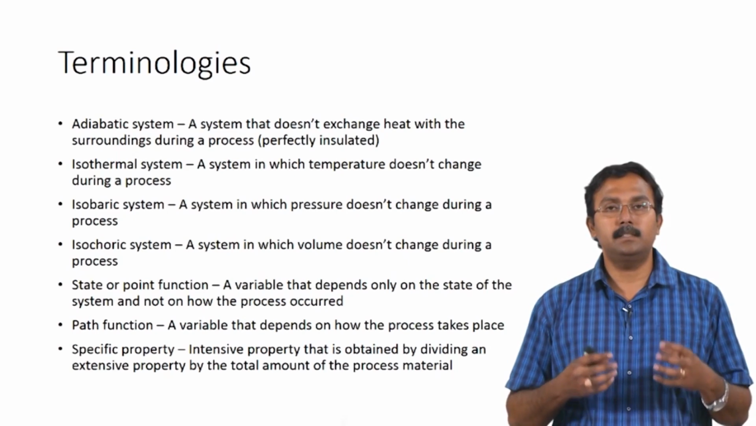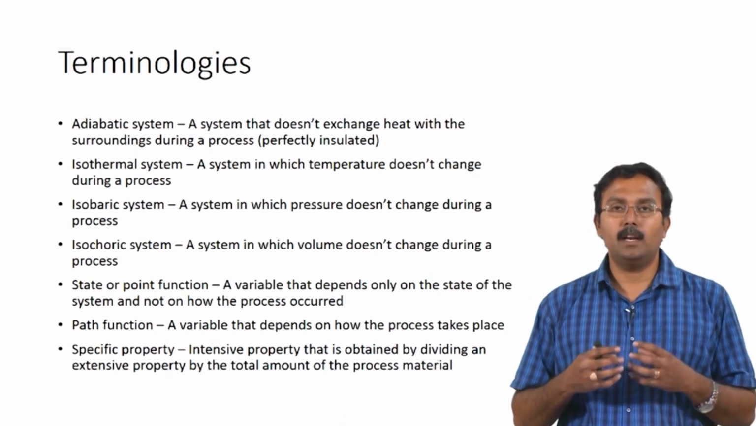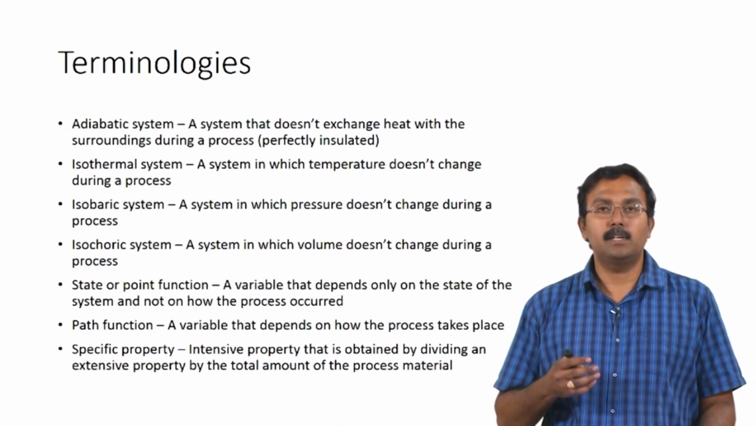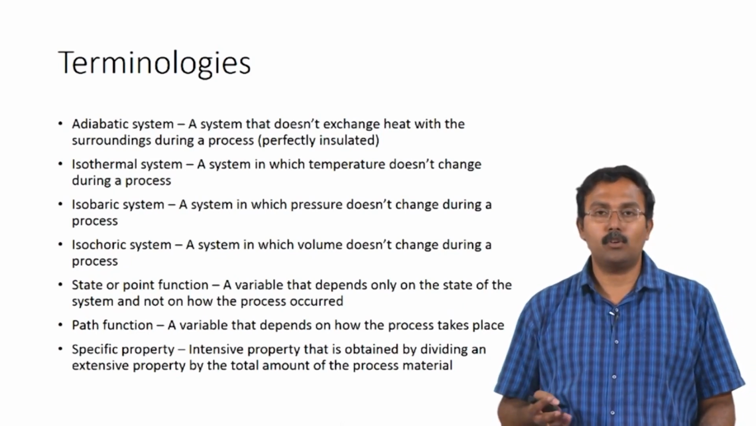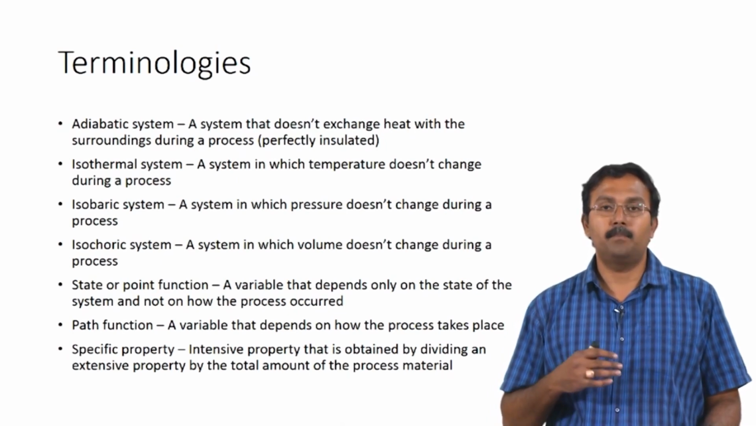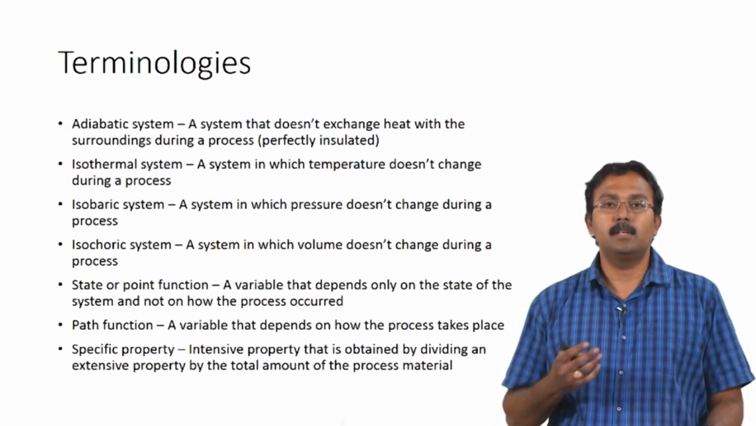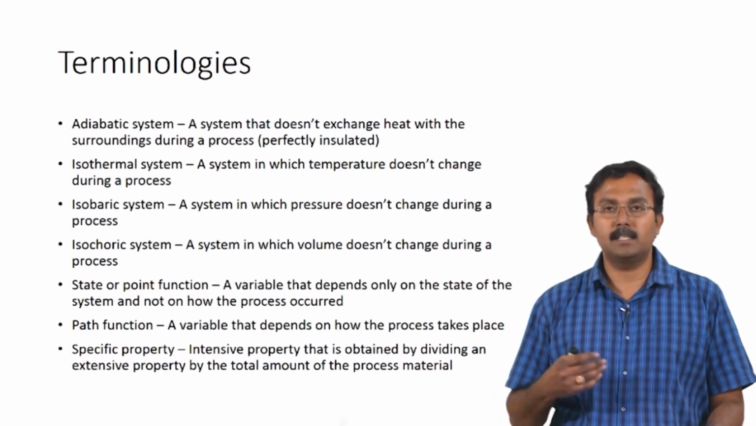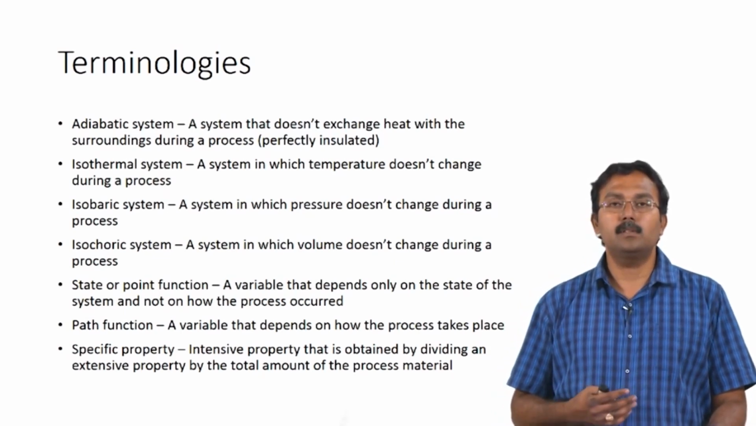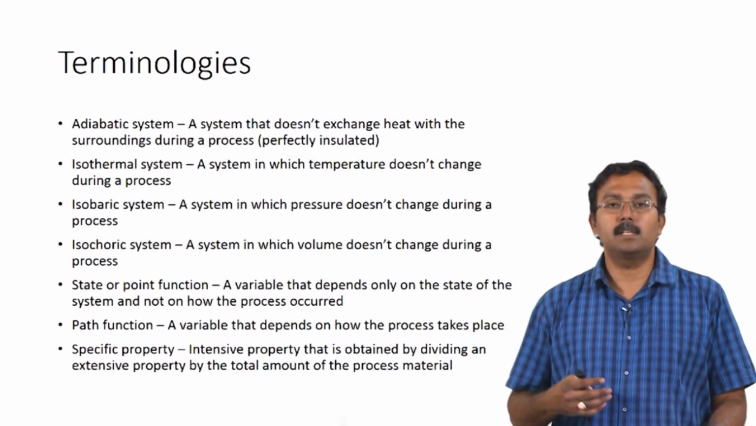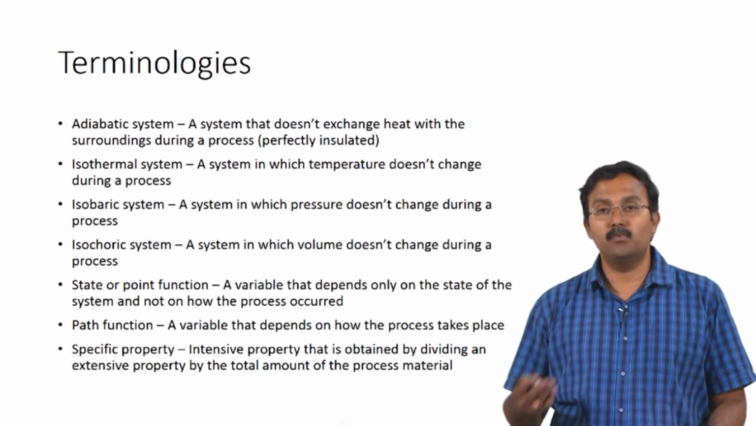Then you have an isothermal system. Here the system does not have any change in temperature while the process is occurring. That is why it is called isothermal, the temperature remains a constant. You can also have an isobaric system where pressure remains a constant. When the pressure does not change throughout the process, it is called an isobaric system. You can also have an isochoric system. An isochoric system is one where there is no change in volume.